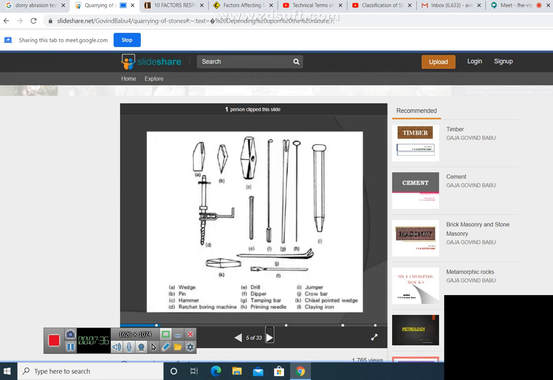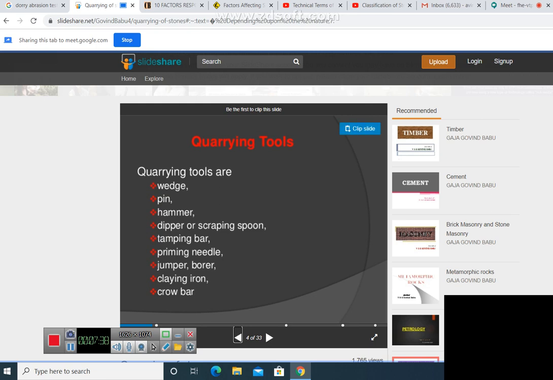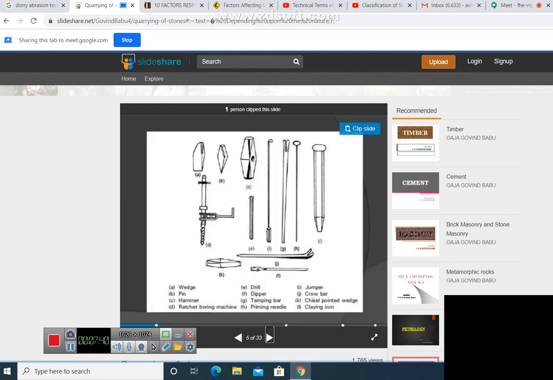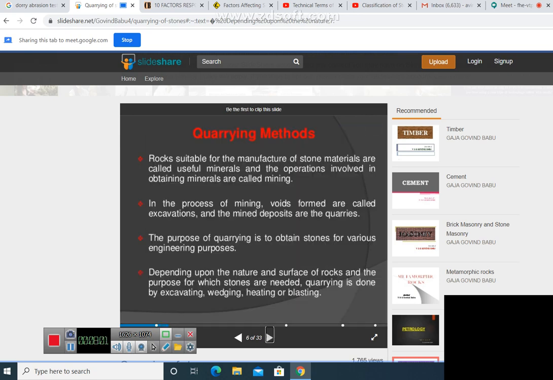Now these are the different quarrying tools. We will see with the figure. Wedge is there. This is a wedge, a pin, hammer, ratchet boring machine, drill, dipper, tamping bar, priming needle, jumper. Like that there are several other quarrying tools.